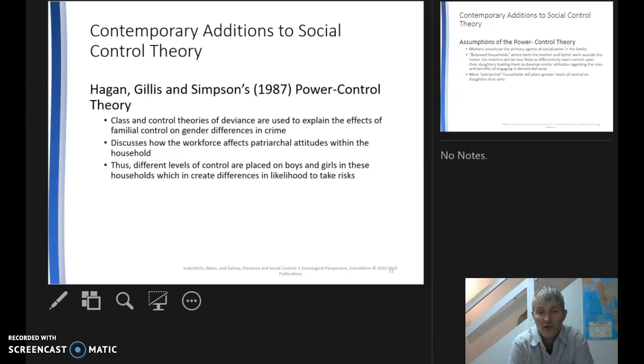So in a household where there's a shared amount of power, we're more likely to see similar amounts of deviant behavior than in households that are strictly patriarchal. In households that share the power, we're more likely to see young girls engaging in deviant behavior as we are young boys. But in patriarchal households, we're much more likely to see young boys engaging in deviant behavior than we are young girls.